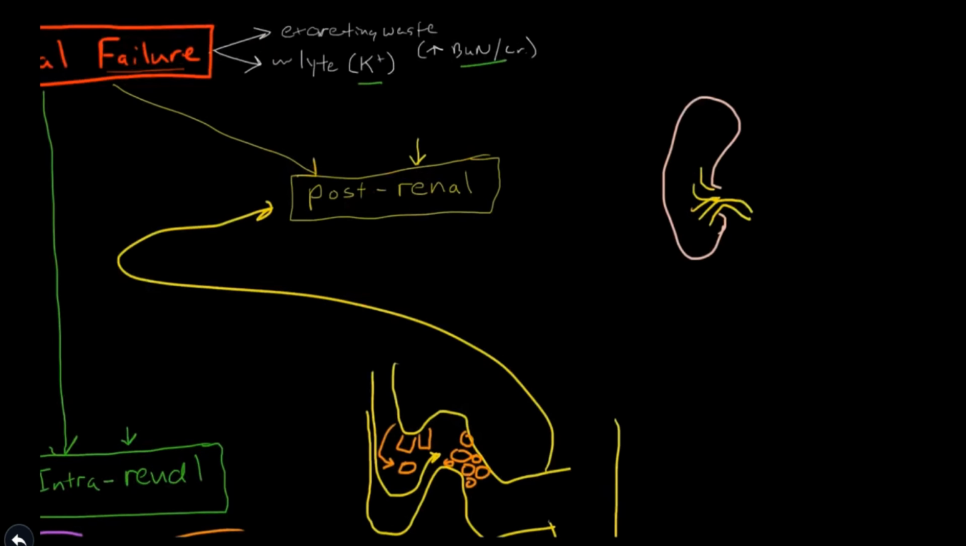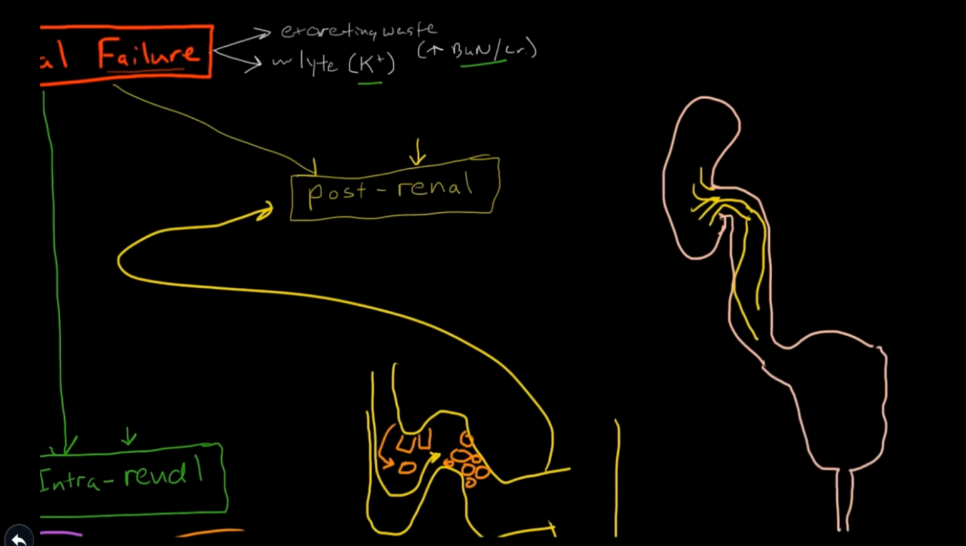Lastly, I want to talk about post-renal failure. Now, with post-renal failure, you need to think about urine flowing freely from the nephron into the renal pelvis and down the ureters to the bladder, and then from the bladder out the urethra. So post-renal failure is caused by something that disrupts this flow. Most commonly, it is caused by renal calculi, or kidney stones, that can clog up the ureters or the urethra itself and cause a backflow of urine into the nephron.